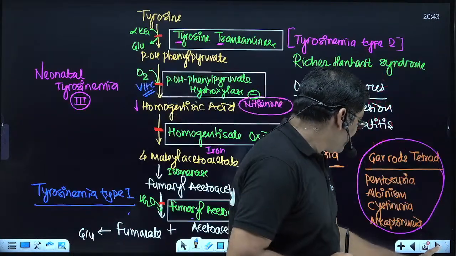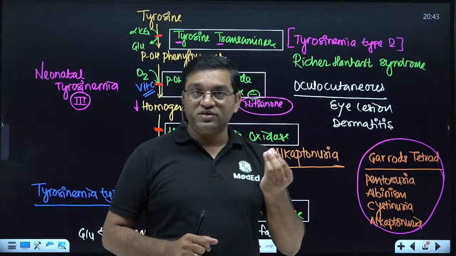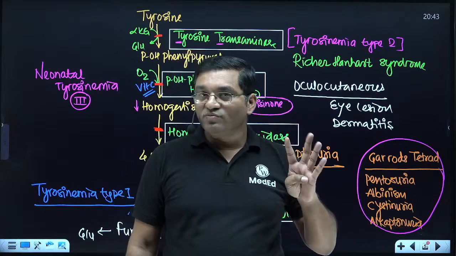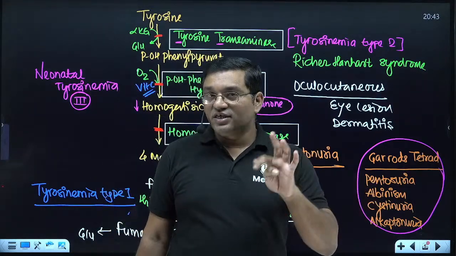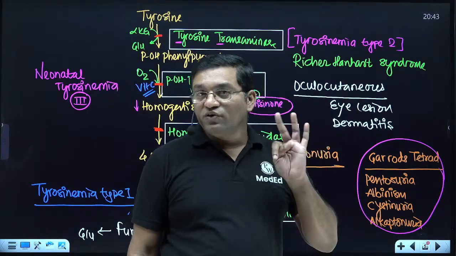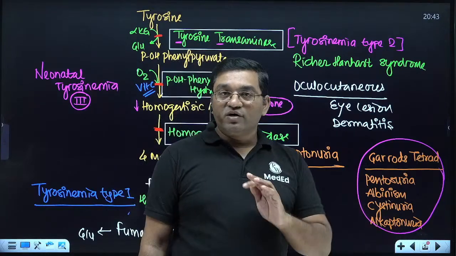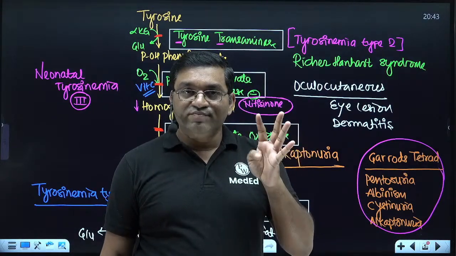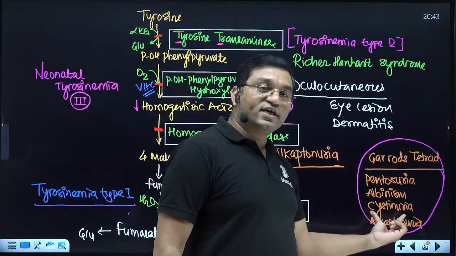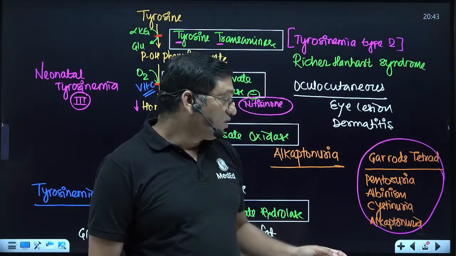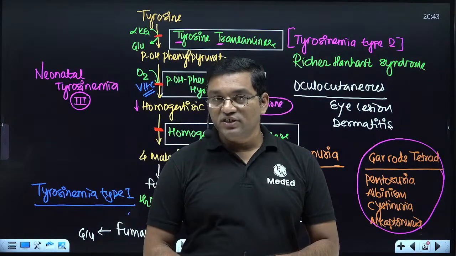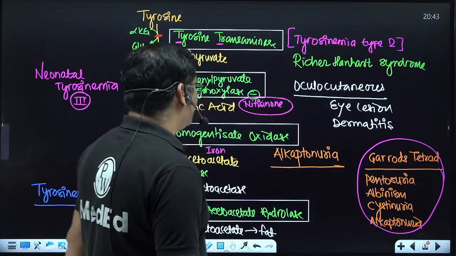What is Garrod's tetrad? It means the 4 disorders that are included in it. That is essential pentosuria, where there is excretion of xylulose in the urine. Albinism, which is generalized hypopigmentation due to defect in tyrosinase activity. Cystinuria, defective renal tubular reabsorption of 4 amino acids, that is COLA: cysteine, ornithine, lysine, arginine. Cystinuria has a frequency of 1 in 7,000. Alkaptonuria is an autosomal recessive disorder due to defect in homogentisate oxidase. So this is Garrod's tetrad.